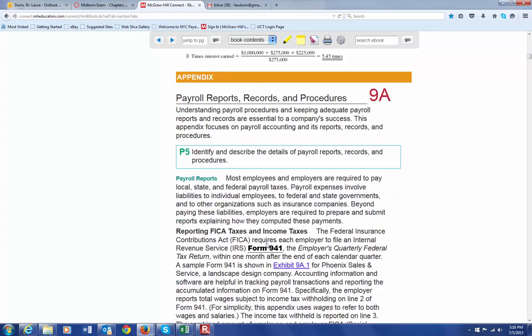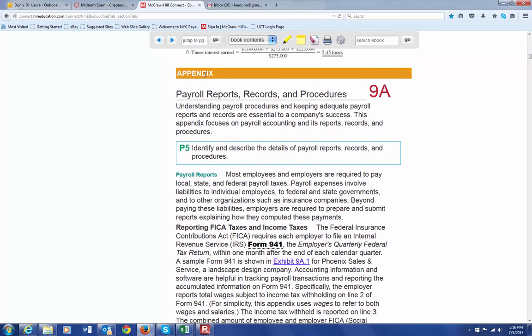I just wanted to mention this particular appendix. I don't typically do this, but Appendix 9A goes into much more detail about the different payroll reports, records and procedures that have to take place for an employer to take care of payroll. This is true if you have 1 employee or 100,000 employees. Besides the expense involved in the taxes that an employer has to pay, there's a lot of paperwork too, and a lot of deadlines involved in that paperwork.